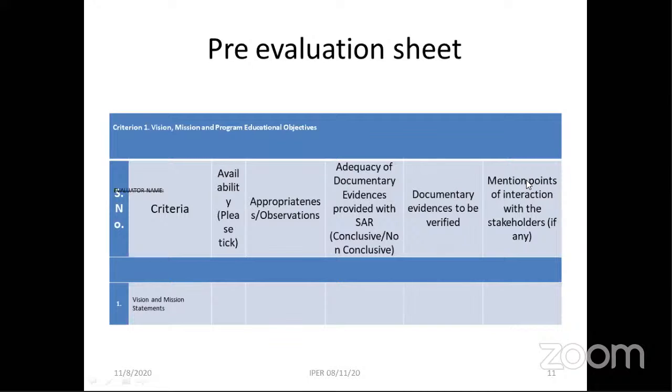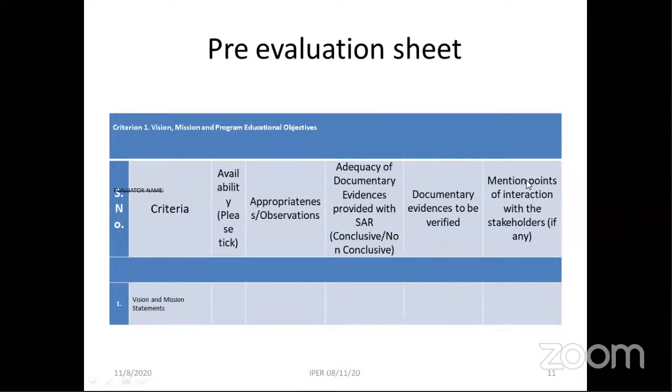Then another important parameter they will look at is the adequacy of documentary evidence provided with the SAR, and whatever documentary evidence you are providing, whether it is conclusive or non-conclusive. Now, the important thing here is that there are certain guidelines given by the NBA on how to prepare this SAR. The guidelines are openly available on the net and with the institutes, and based on those guidelines only, the institutes prepare their SAR. But still, many times it has happened that there is a problem of interpretation of these guidelines. There is also many times a problem of hiding something on the part of the institution if they are not doing things properly. And as a general idea, the evaluators have to perceive whether the documentary evidence provided with the SAR is adequate or not.